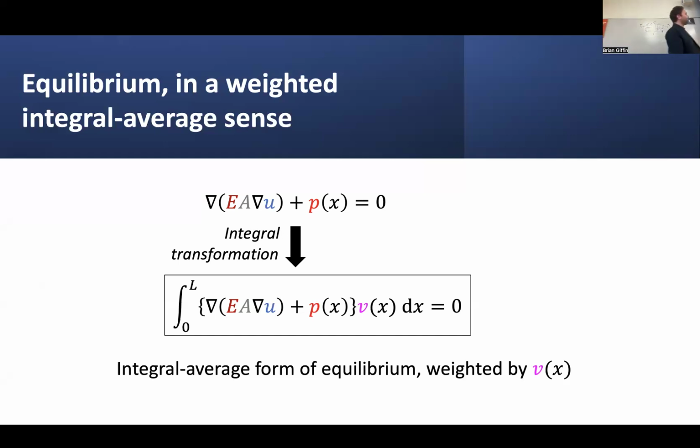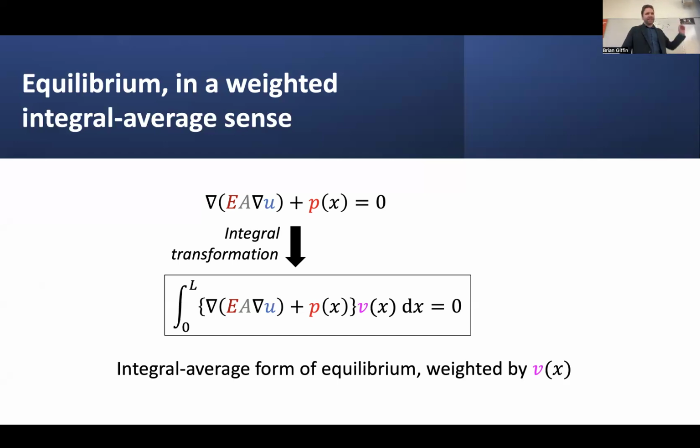So I can come up with this equivalent statement of equilibrium in this weighted integral average sense using some generically defined test function. And as of yet, I haven't really been specific. It could be this Heaviside function. It could be some random, smooth function, and it could identify any small window along the length of this member. We haven't really been specific.